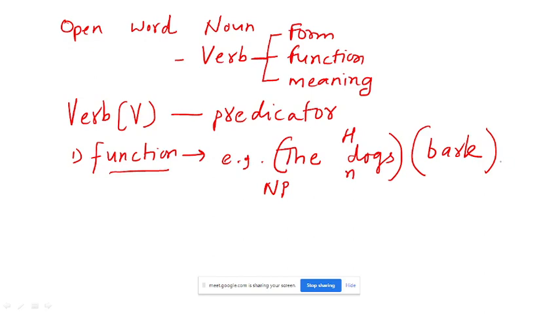Now in this sentence, the dogs bark, you see here this phrase functions as the subject of that sentence, and this verb functions as predicator. And since this is a verb and it works as main verb, this is called a verb phrase.